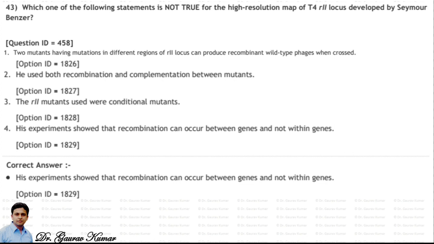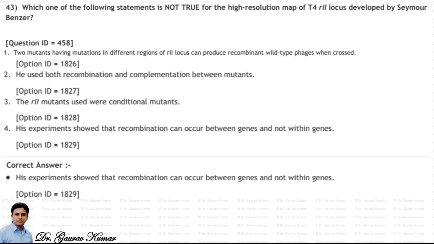But the experiments of Benzer using mutants defective in the T4 rII system, done around 1955 till somewhere around 1960, showed that individual genes have a simple linear structure and are likely to be equivalent to a linear section of DNA. So these were the important findings of Benzer.